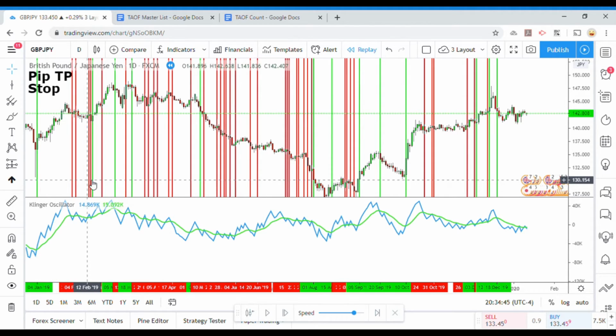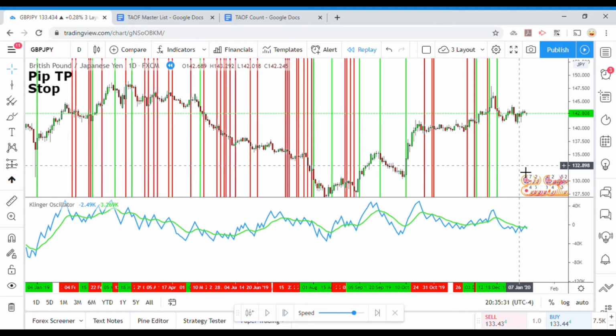Alright, let's see. We have 1, 2, 3, 4, 5, 6, 7, 8, 9, 10, 11, 12, 13. We have 13 winners. So that puts it at about a 24% win rate. That is, without a doubt, the worst indicator that we have tested yet.